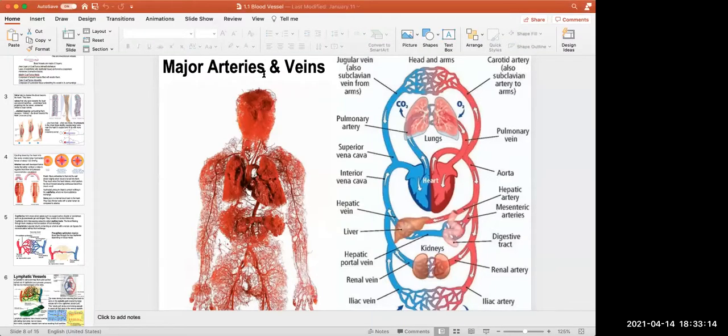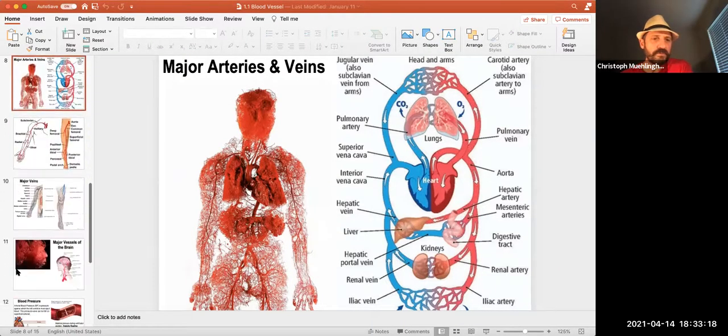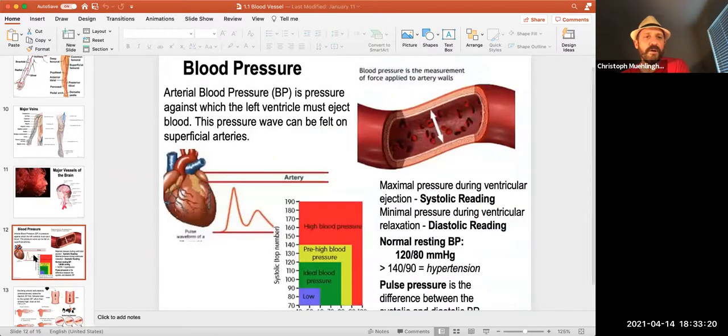And so then this pressure, where was my pressure wave? There it is. This pressure wave can be felt on superficial arteries, like in the wrist. You can feel it by the brachial on the middle of the arm, the carotid in the neck, or the femoral on the inner thigh. So there's multiple different places where we can feel that pulse and that pressure wave.